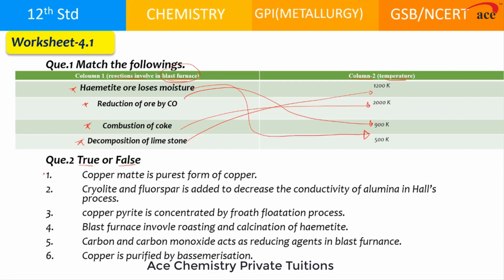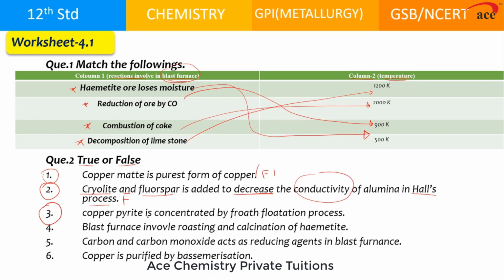The very first: copper matte is the purest form of copper. No, it is false, because copper matte is again refined by using the method called electrolytic refining. Second, cryolite, that is sodium aluminium fluoride, and fluorspar, that is calcium fluoride, are added to decrease the conductivity of alumina in Hall's process. No, the statement is false. It increases the conductivity.